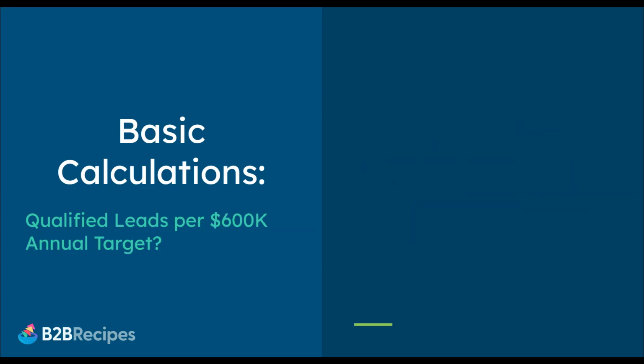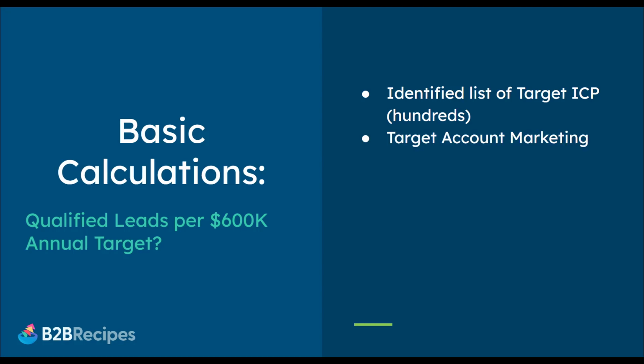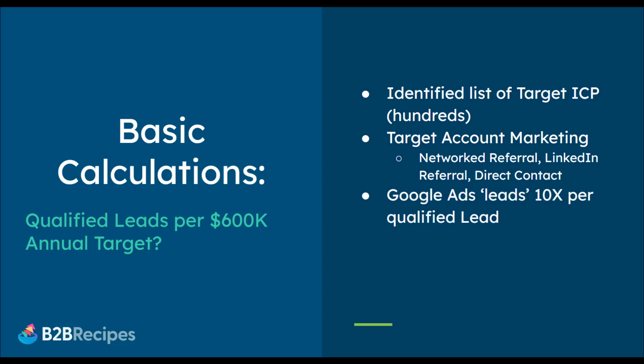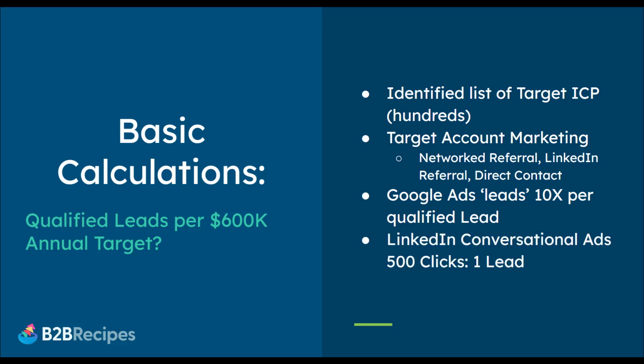So now let's look at the number of qualified leads for that $600,000 annual target. We're going to need an identified list of target ICPs, and most likely it needs to be in the hundreds for a $600,000 target. We're going to be using target account marketing, which is basically network referrals, LinkedIn referrals, and direct contacts. For Google Ad generated leads, we're going to need 10 times, 10 Google leads per qualified lead. For LinkedIn conversational ad leads, we're going to need 500 clicks to generate 1 lead.